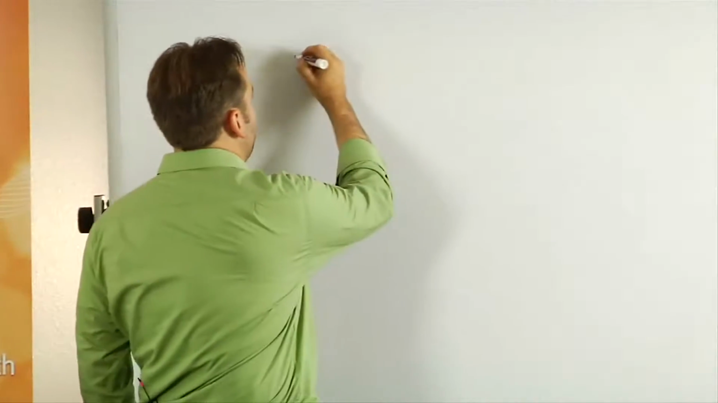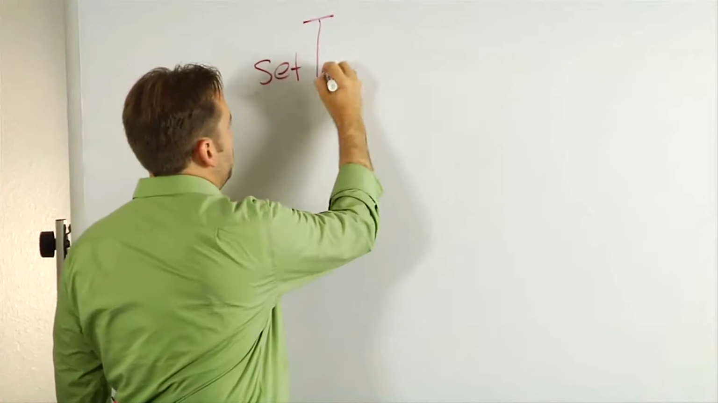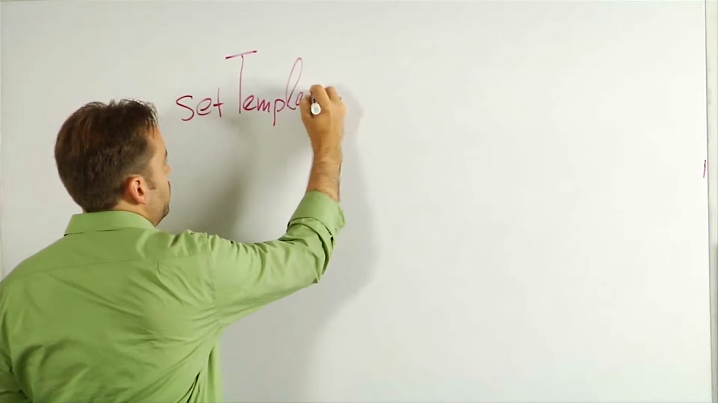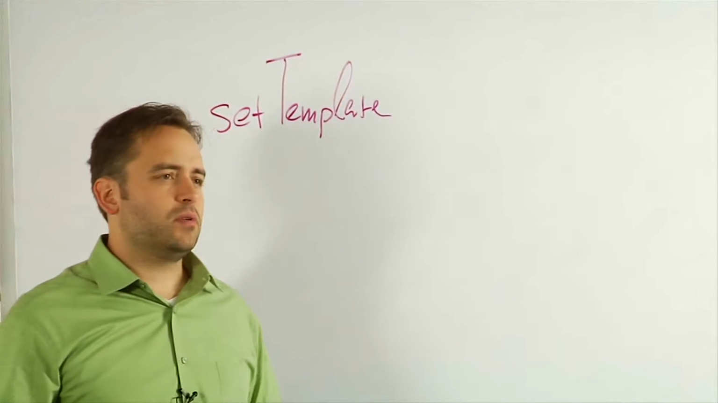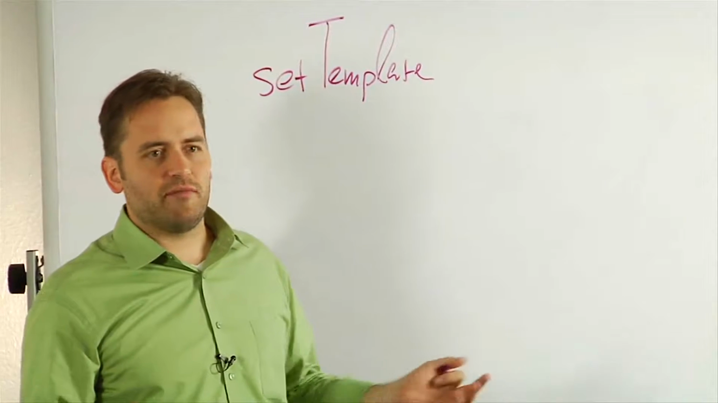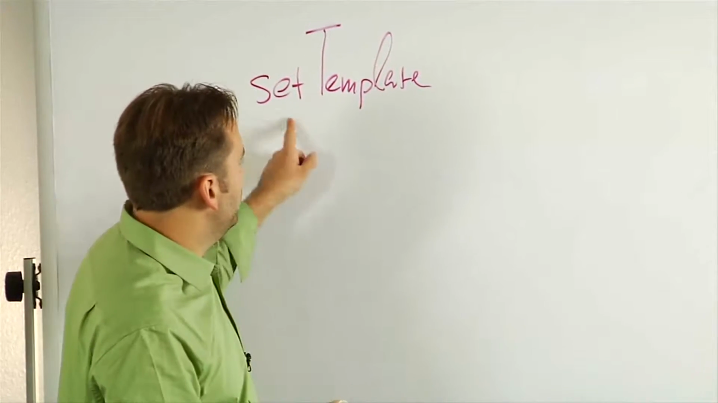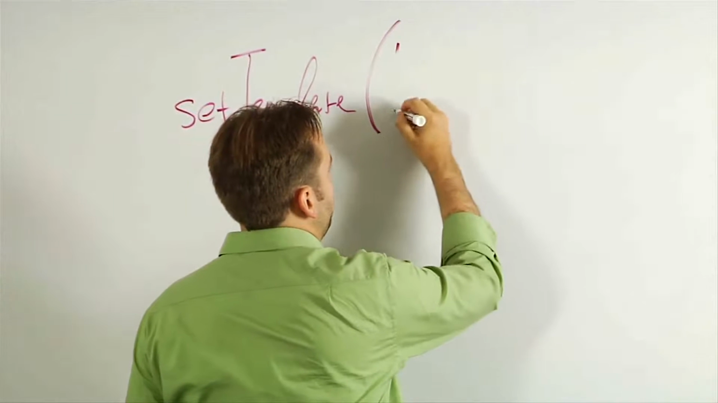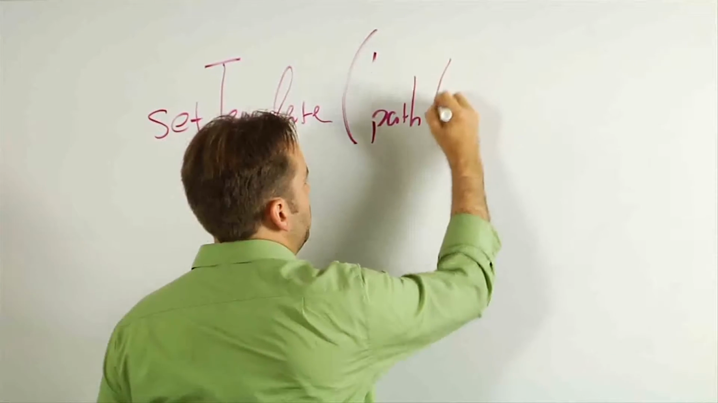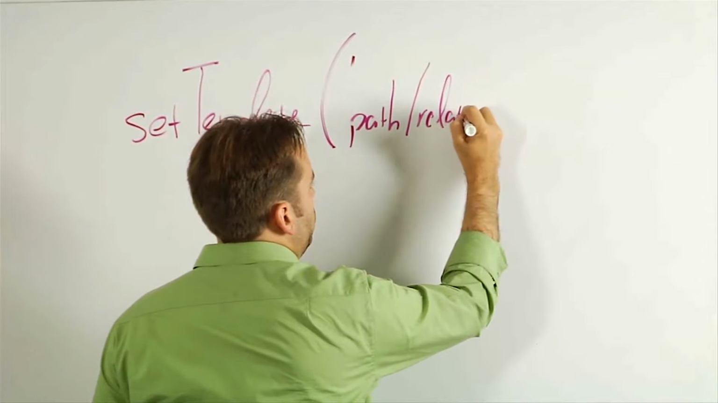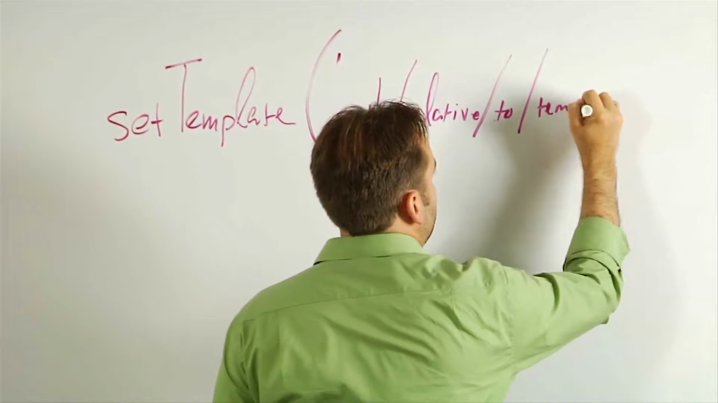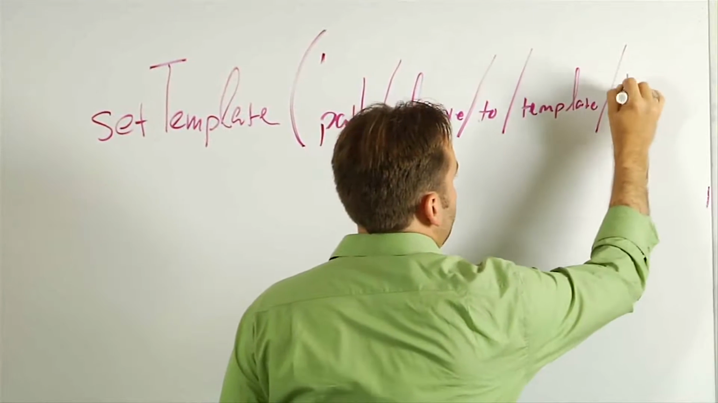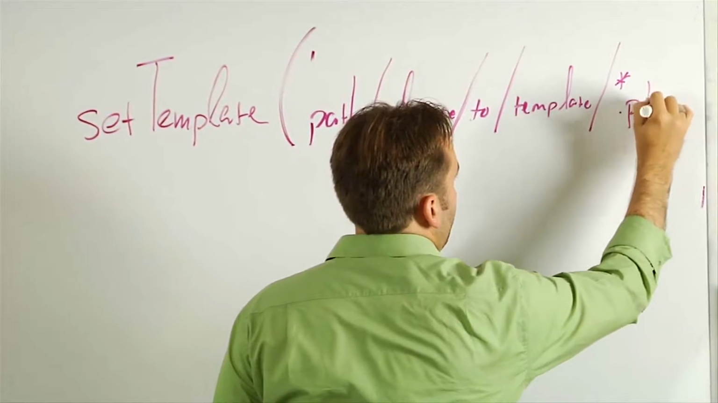So this set template call applies to blocks that extend from Mage core block template, which is why most module blocks will always extend from that instead of the abstract block class. So set template, and then it's just a path relative to template, and then something dot phtml.